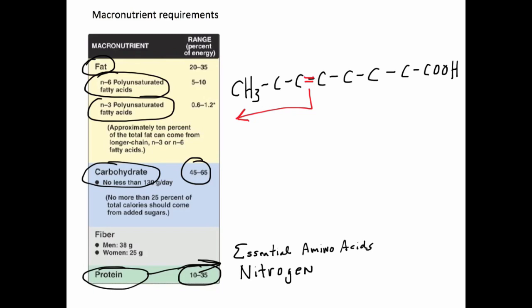N-6 fatty acids are rich in meat and vegetable oils. N-3 are present in fish and in some plants. We use these fatty acids to make eicosanoids, and these are molecules such as prostaglandins and leukotrienes that act as messenger molecules. Dr. Rusino will talk more about that later.